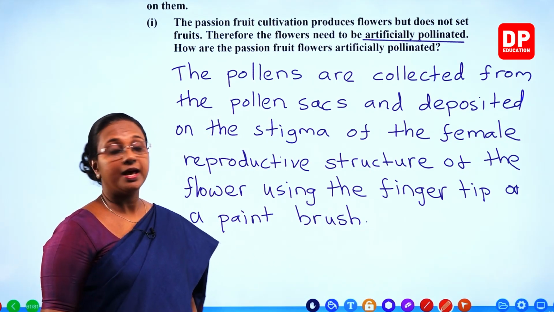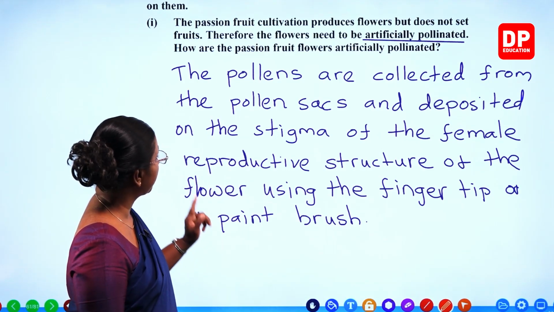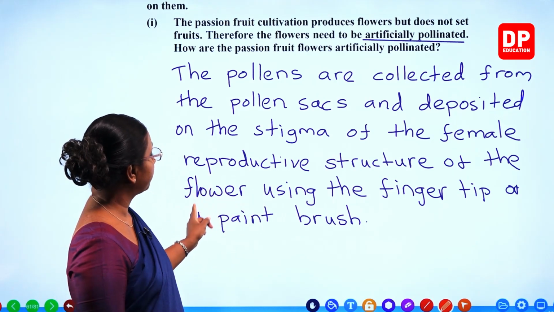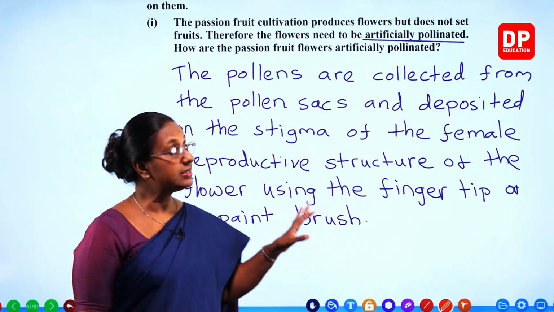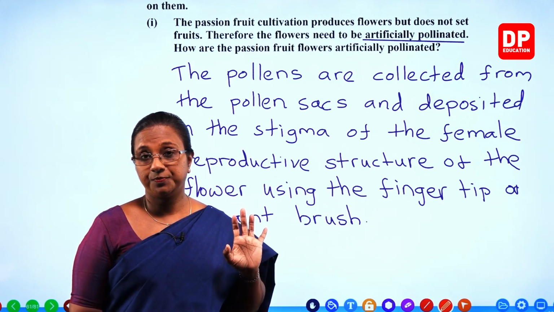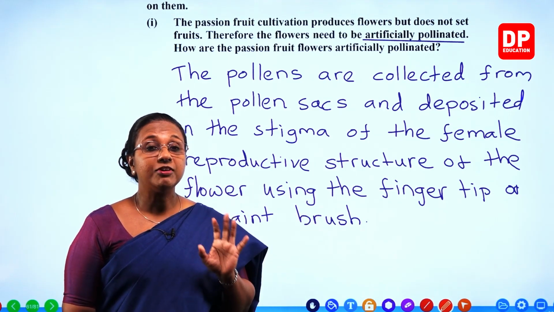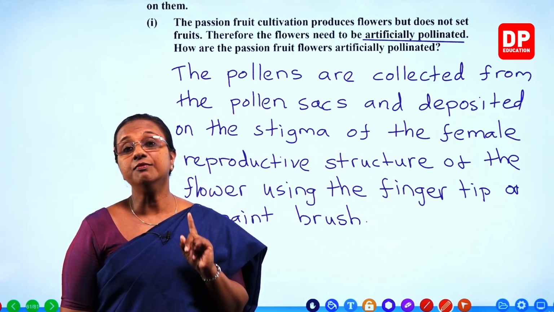So that is what happens here. The pollens are collected from the pollen sacs and deposited on the stigma of the female reproductive structure of the flower using the fingertip or paint brush. Now this is the answer for this question. But the thing is, students, for this answer, all the students were given free mark. That is 1 free mark.